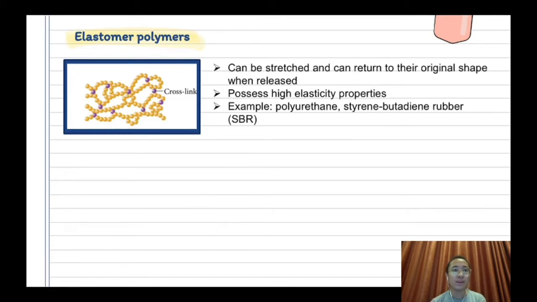And the last one, which is elastomer polymers, they can be stretched and can return to their original shape when released. And also, they possess high elasticity properties. Examples of these polymers are polyurethane and styrene butadiene rubber.